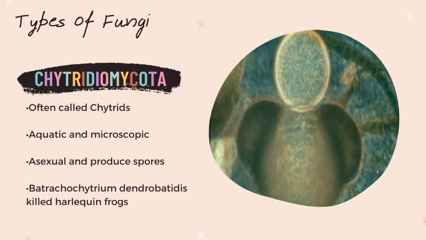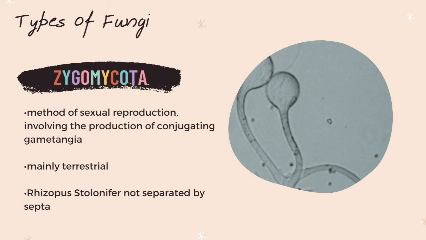The second one is Zygomycota, which took their name from their method of sexual reproduction involving the production of conjugating gametangia.